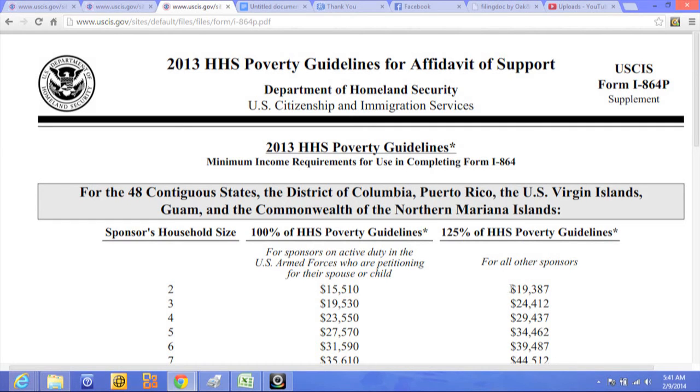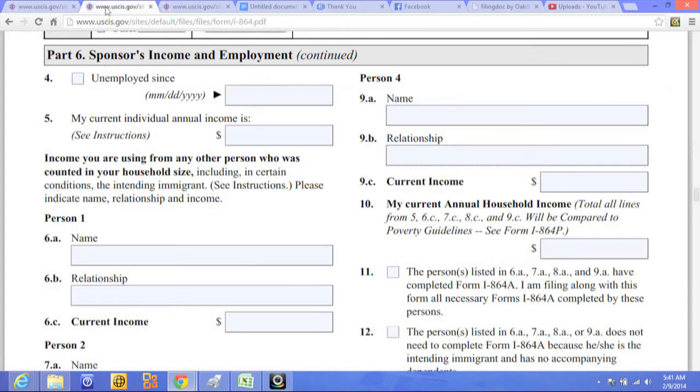Also, you can use income of the immigrant. That means if the immigrant has some stock, I don't know, real estate, and the immigrant can prove that he or she is still going to have those income when immigrating to the United States, you can use income of this immigrant. So that means your current individual income is going to be on part 6 line 5. You're going to put it here.